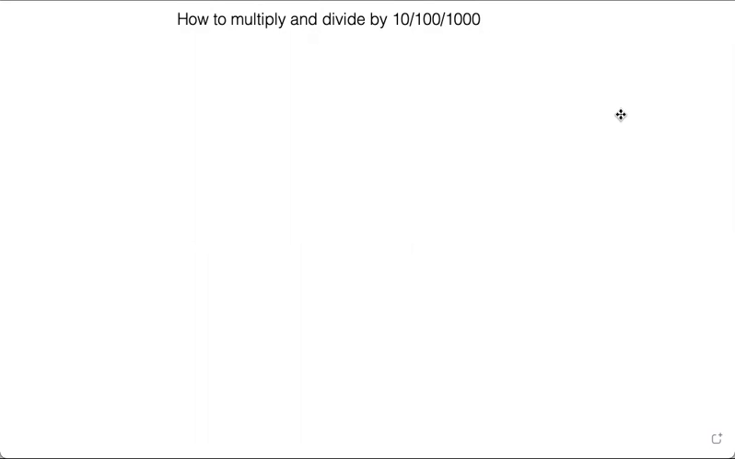This video is going to show you how to multiply and divide by 10, 100, or 1000. In this video, we're just going to be looking at multiplying by 1000, but the method can also work for 10 and 100. So the first question we're going to look at is 3.86 times 1000.